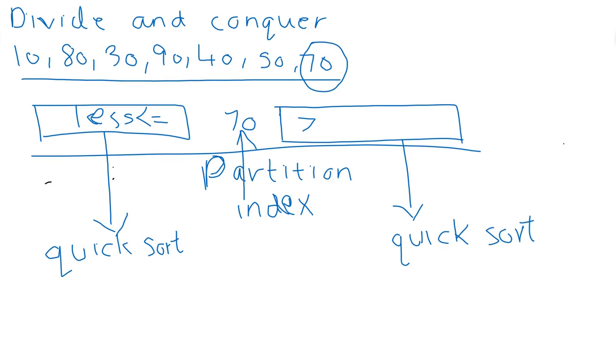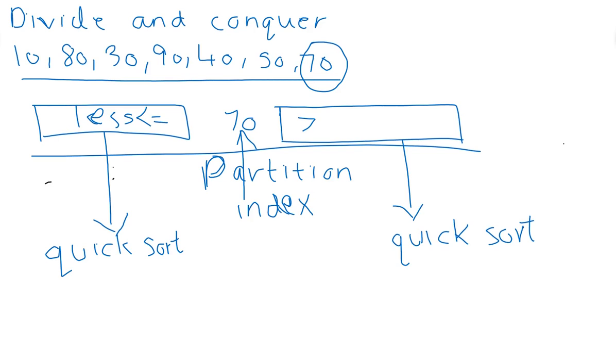Again, here we'll choose one pivot. All the elements which are less than equal to pivot will be on the left side, and all the elements greater than pivot will be on the right side. So we keep doing this until the array is sorted. Okay, so let's trace through this.